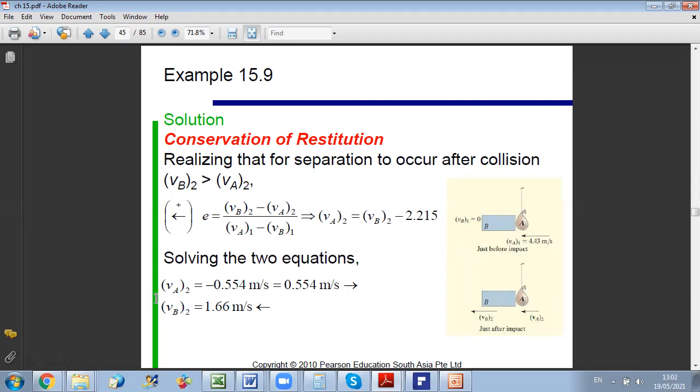And as you can see, VA2 and VB2 are algebraic values, so you can obtain a negative or positive result. Here, for example, VA2 is negative because A will change direction after collision, okay? Whereas VB2 will be positive. So B will go towards the right, while A will go towards the left, okay? Any question on this? Okay, so let us start another problem.